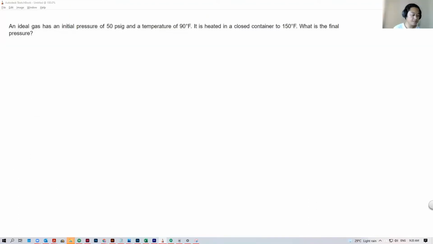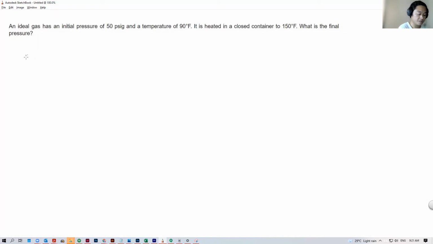An ideal gas has an initial pressure of 50 psig and a temperature of 90 degrees Fahrenheit. It is heated in a closed container to 150 degrees Fahrenheit. What is the final pressure? So for this problem, we can just use the combined gas law. Let's put our given first.